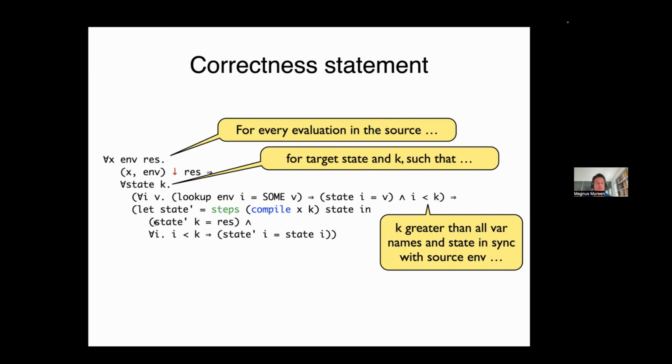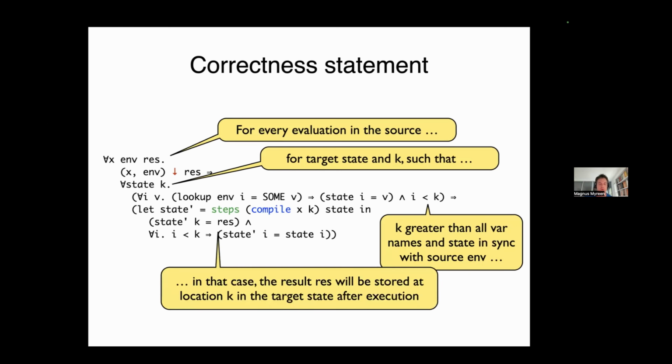And then there's, so this is really what we want to know. I would say the result will be, res will be stored at location A in the target. And then there's a separate, the last line states what was mentioned on the chat, that indeed the state is unchanged for any value less than k. So k was the target location for the compiler. So anything less than that stays unchanged. And that's important to state here, otherwise we can't get the proof to go through in the recursive case.